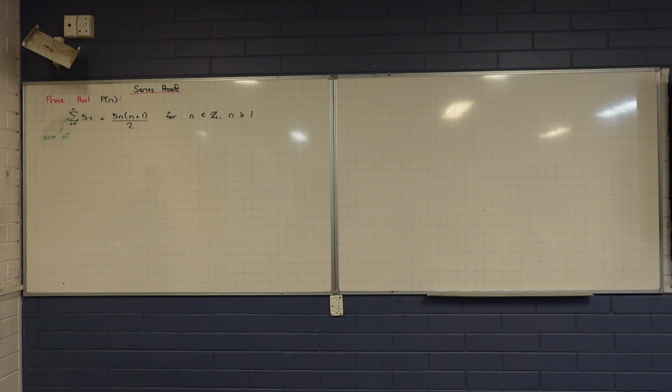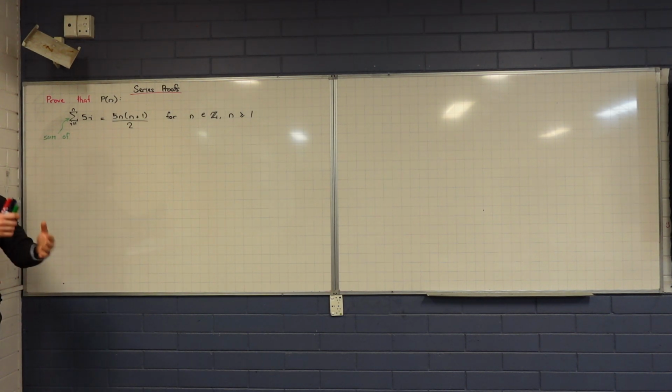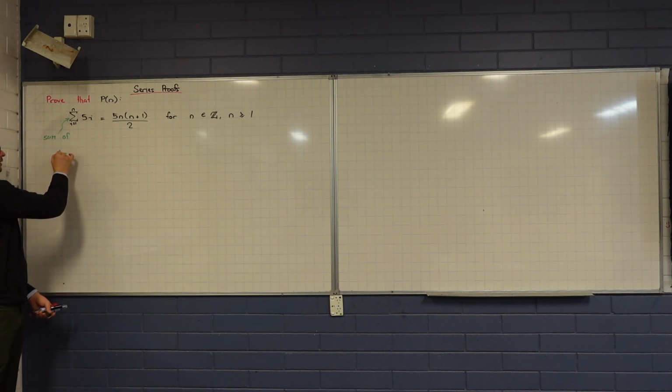But anyway, what this means is that for every value of i, starting from 1 all the way up to n, we're going to sum 5i together. So it's 5 times 1 plus 5 times 2 plus 5 times 3 all the way up to 5 times n. Add them all together. So because of that, we're going to jump into our base case.